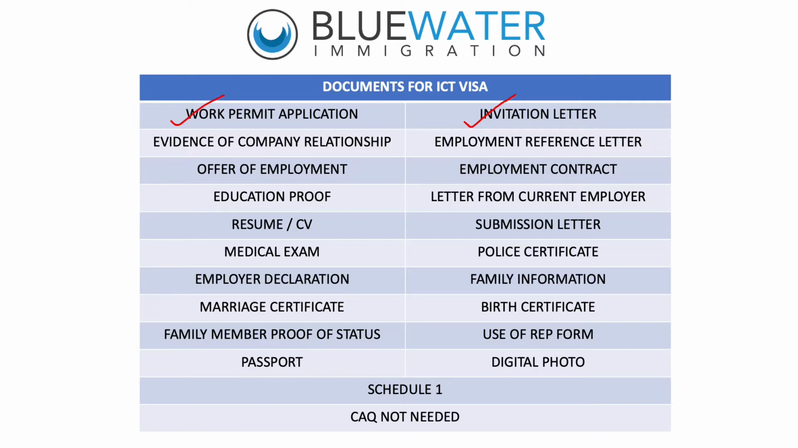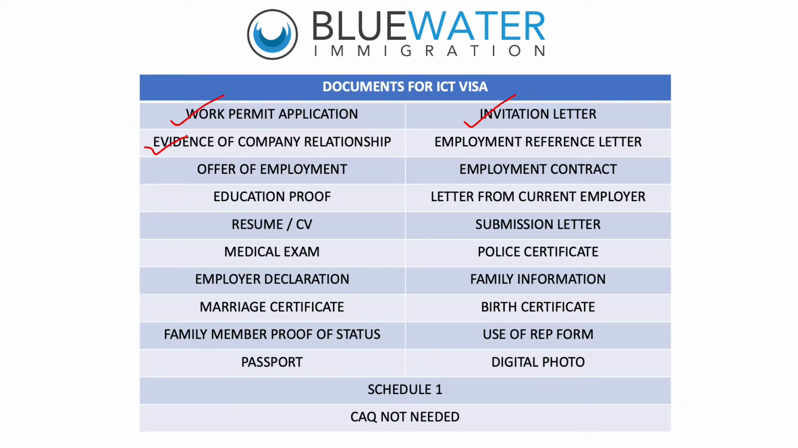Now talking about the evidence of company relationship. I did talk about this in one of my previous videos where I said the Canadian entity and the foreign company must be legal entities and they should have a relationship. The relationship should be a parent relationship or a subsidiary branch or an affiliate relationship. There are a lot of different ways we can prove this relationship between the parent organization in the home country and the entity in Canada, and we can talk about that in detail when we are going through the application.